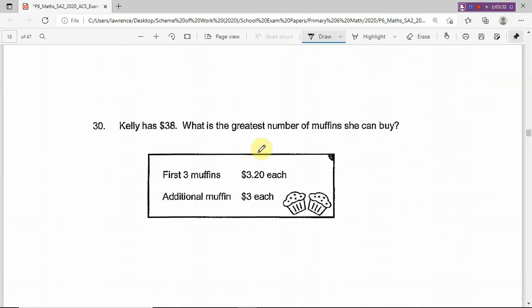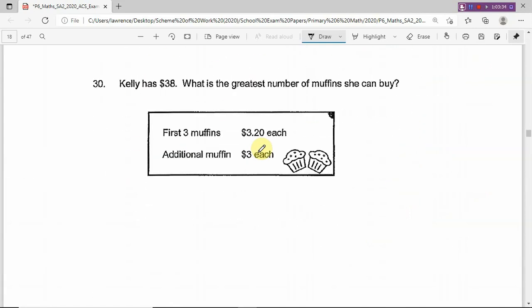Okay, last question. Now the last question, you can draw a line. There's a simple method here, which is to draw a line. Kelly has $38. What is the greatest number of muffins she can buy? The first 3 muffins is $3.20 each. Every additional muffin is $3 each.